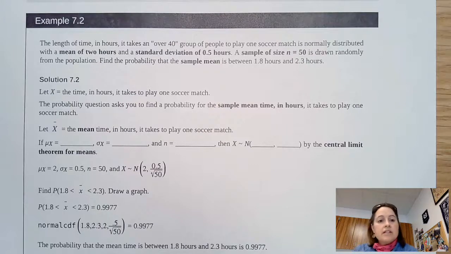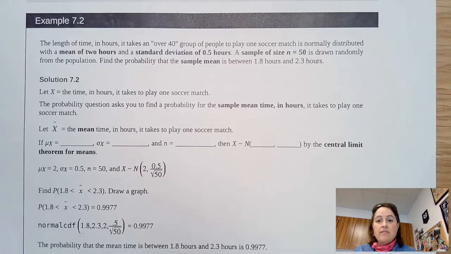All right, so the length of time in hours it takes an over 40 group of people to play one soccer match is normally distributed with a mean of 2 hours and a standard deviation of 0.5 hours. A sample size of n equals 50 is drawn randomly from our population. Find the probability that the sample mean is between 1.8 hours and 2.3 hours.